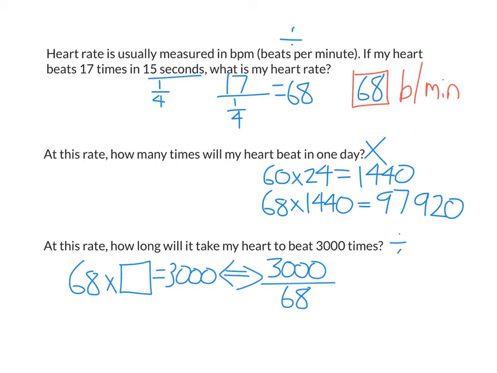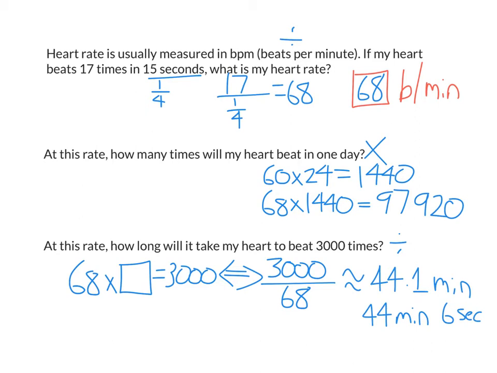These two things are saying the exact same thing. So 3,000 divided by 68, you don't actually get a whole number. You get like 44.1. So that's rounded. So you can just leave it as that, 44.1 minutes, or if you like, 44 minutes and 6 seconds, because 0.1 of a minute, 1/10 of a minute, is 6 seconds.